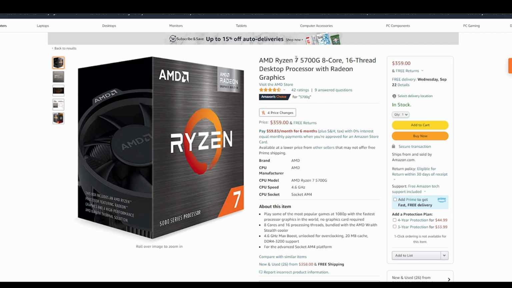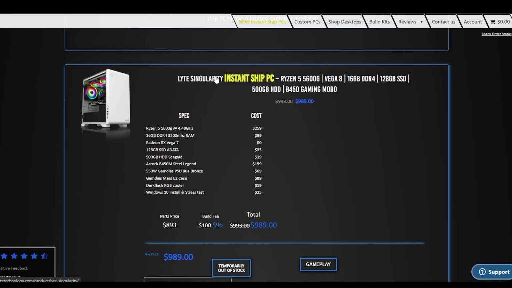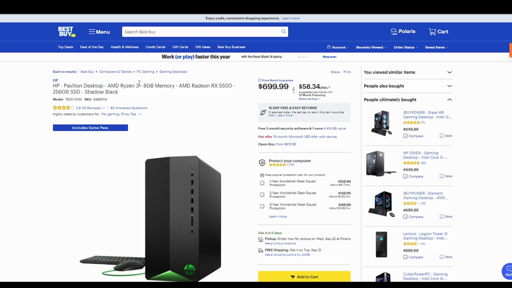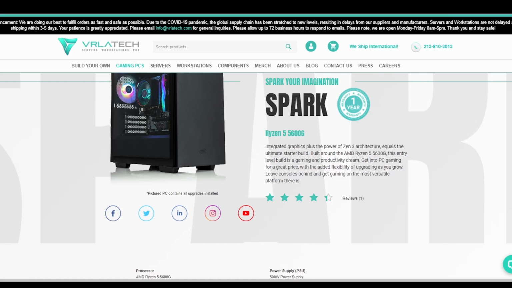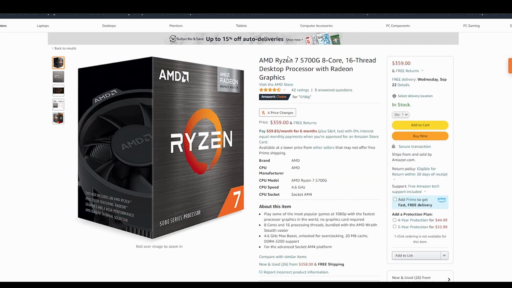The 5700G is a good 8-core CPU, so if you're not someone who needs a whole lot of graphics horsepower, you just need the CPU cores to do some video rendering and stuff like that, then this might be the APU to go for. But when it comes to things like the Spark and the Light Singularity, this thing's $1,000 for something that doesn't even have a dedicated GPU in it. It's not going to perform well. When you've got things like this HP Pavilion, it arguably is just going to perform much, much better than either of these two PCs. So when it comes to tiering, things like the AMD RX 5500 are going to perform much better than what an integrated GPU within a CPU is going to perform like.